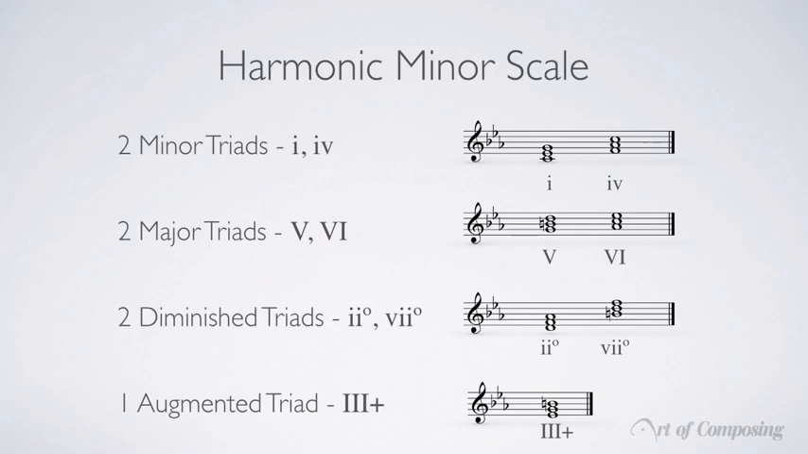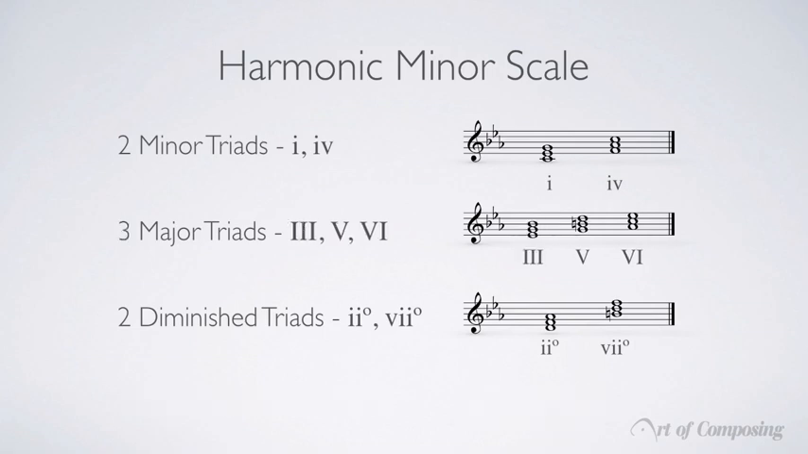Now, in reality, you won't really hear the augmented 3 chord used that much, at least not in traditional classical music. You will hear it more in the Romantic and early 20th century, but we're not really quite there yet. So I want you to go ahead and change that augmented 3 to a major 3, which means that we now have 2 minor and 3 major chords, 3, 5, and 6, and then 2 diminished chords.